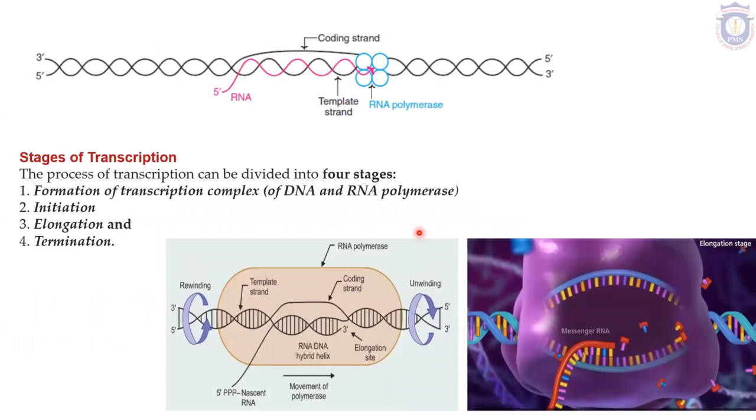Stages of transcription. The process of transcription can be divided into 4 stages. The first is formation of the transcription complex of DNA and RNA polymerase. The second one, initiation. Third one, elongation. And fourth one, termination.